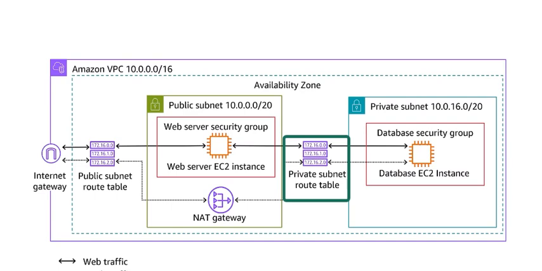And the database EC2 instance can also download patches from the internet. With a patch traffic route, we are going to configure by deploying a NAT gateway in the public subnet.